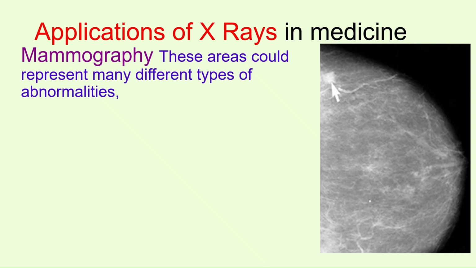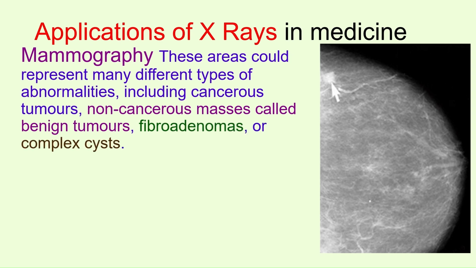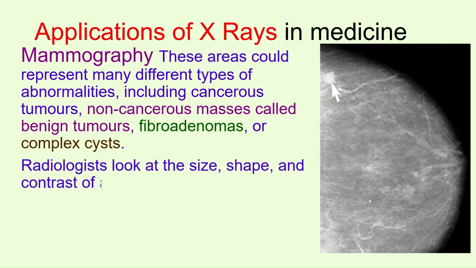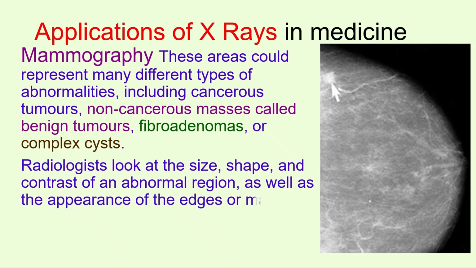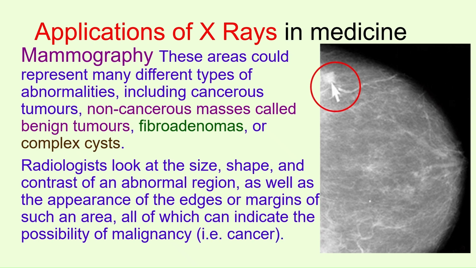Mammography. These areas could represent many different types of abnormalities, including cancerous tumors, non-cancerous masses called benign tumors, fibroadenomas, or complex cysts. Radiologists look at the size, shape, and contrast of an abnormal region, as well as the appearance of the edges or margins of such an area, all of which can indicate the possibility of malignancy, i.e. cancer.